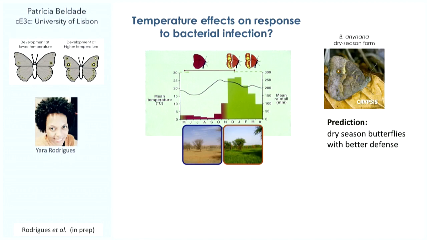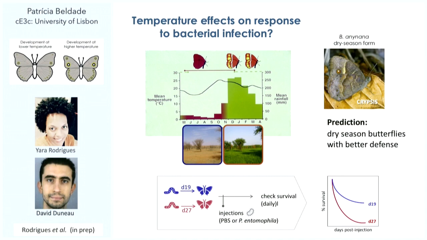these brown ones, would be better at defense. So these are the ones that need to ensure survival until the end of the season, if they're going to have any progeny alive. And she tested this together with David Junot, a collaborator. We had caterpillars developing at either the low temperature or the high temperature, and then would inject the adults with Pseudomonas entomophila, a bacteria that is very common in insects, and just score survival, okay? The prediction is that if indeed the dry season butterflies, the ones grown at the low temperatures, are better at fighting pathogen infection, you would see it in the survival curves. It would take them longer to die off, okay?